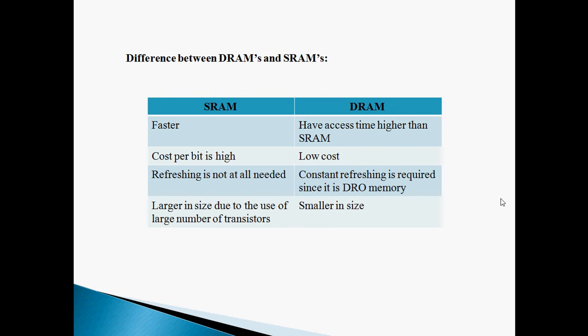Difference between dynamic RAM and static RAM. Static RAM is faster, cost is high, refreshing is not needed, and it is larger in size due to the larger number of transistors used. But a dynamic RAM takes higher access time than static RAM, but is lower in cost. Constant refreshing is required since it is a type of destructive readout memory, and it is smaller in size since only one transistor is used.